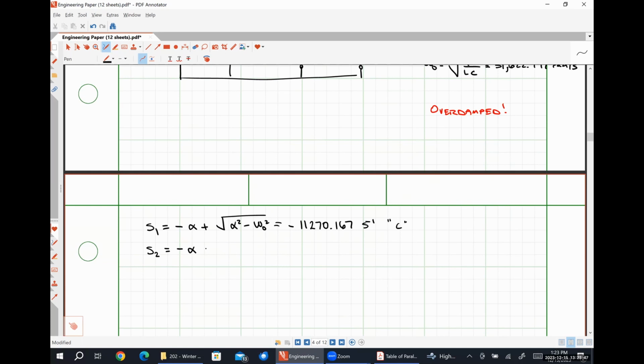S2 is negative alpha minus the square root of alpha squared minus omega naught squared. So I'm just going to modify that equation really quickly, and I'm going to store this as D. And I got negative 88,729.833 per second. All right.